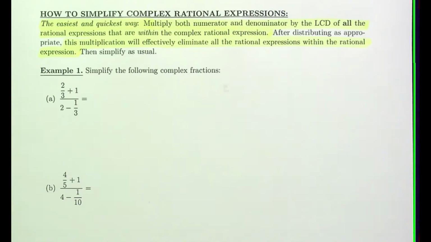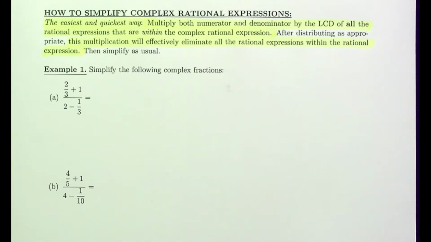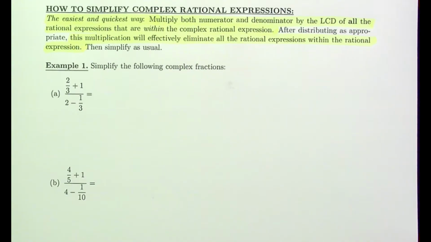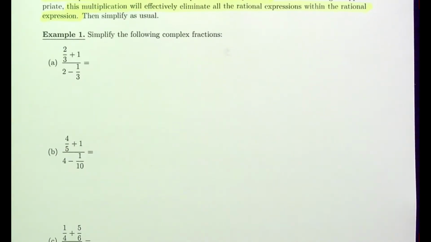So this is best understood with an example, of course. So let's do some examples first with numbers, and then we'll introduce the variables. The idea is exactly the same though. So here's the first one. So you have 2/3 plus 1, all that over 2 minus a third.